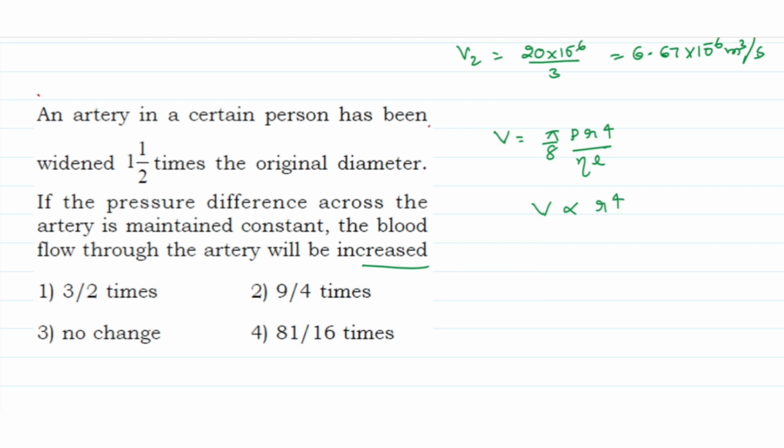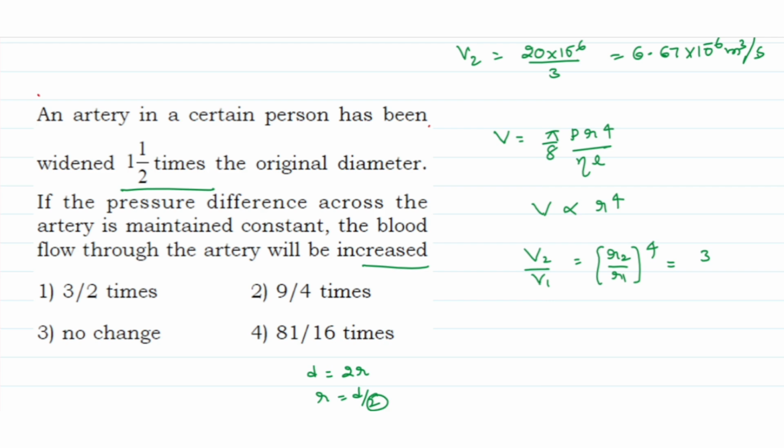So here we would like to calculate the final volume when it is widened 1.5 times. Here you can say V2 by V1 will be equal to R2 by R1 whole power 4. R2 is nothing but, D is taken as 2R, so R equals D by 2. So R is directly proportional to D; in numerator and denominator the 2 is eliminated. So here we can take directly in terms of radius.